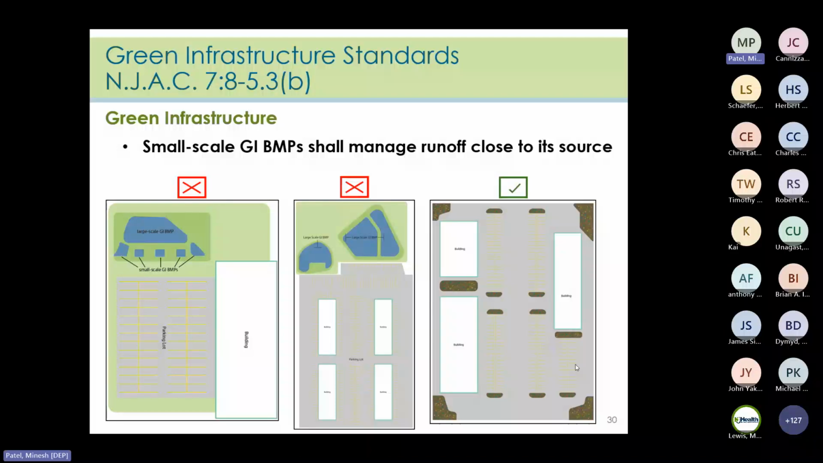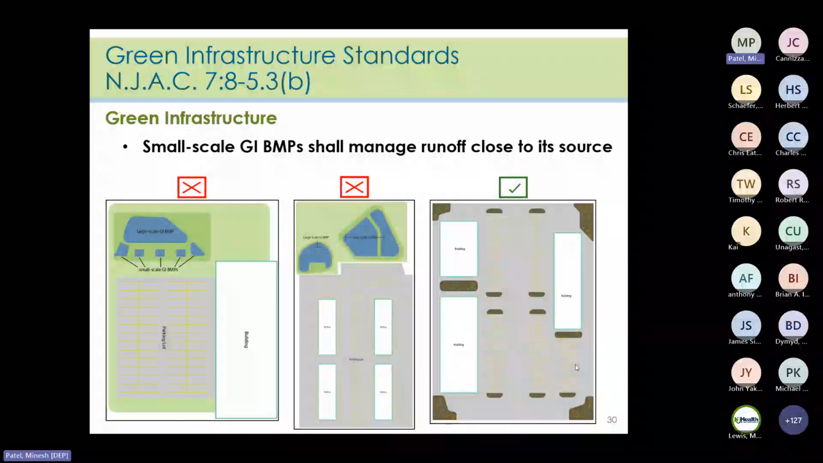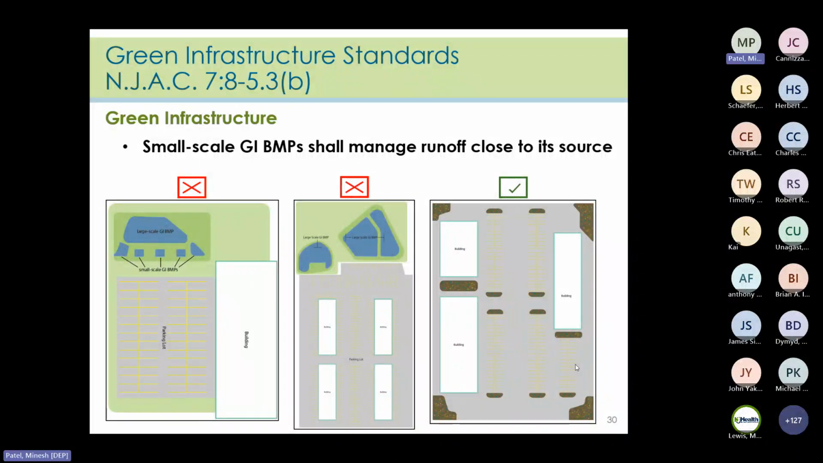As you can see from the first diagram, the GI BMPs, they're all clustered together in the back towards the top of the picture. The second diagram shows two large-scale BMPs in proximity of each other. These BMPs would need to be spread out from each other to cover the entirety of the runoff of the site.